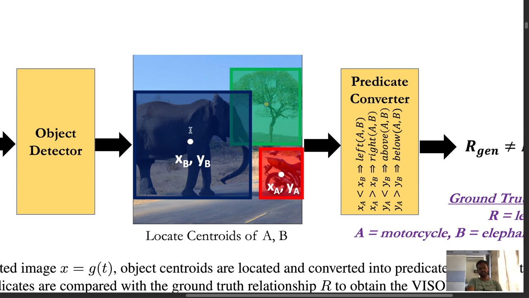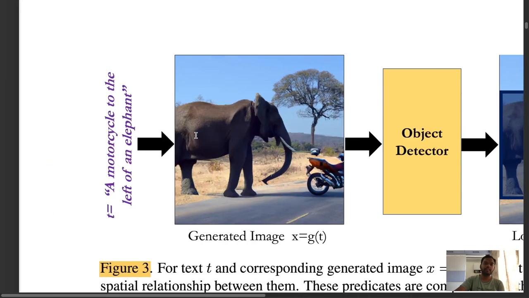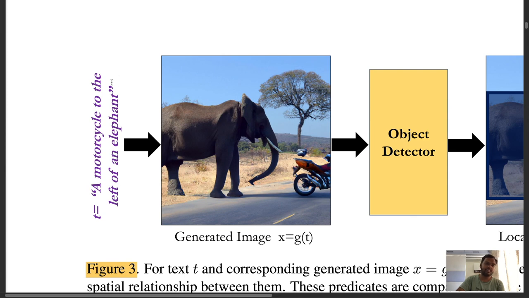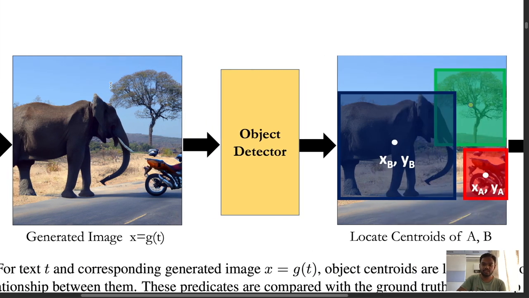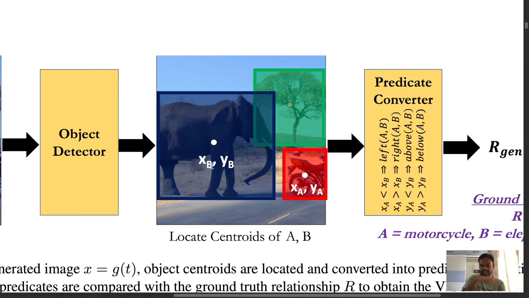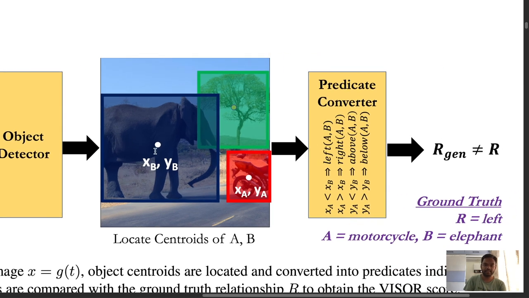So in this case, the elephant is on the left of the motorcycle and it is above the motorcycle, because if you look at the y, yb is above ya. My ya is closer to the origin than my yb, so yb is above ya. But again, in the context, we don't have anything related to above and below, we just have left and right. So we can just consider only the x-axis, xa and xb. If I look at them, I can easily calculate and say that xb is on the left of xa, which is wrong.